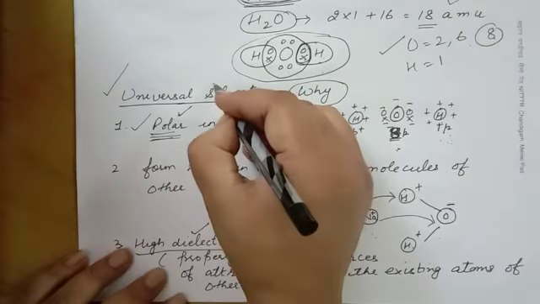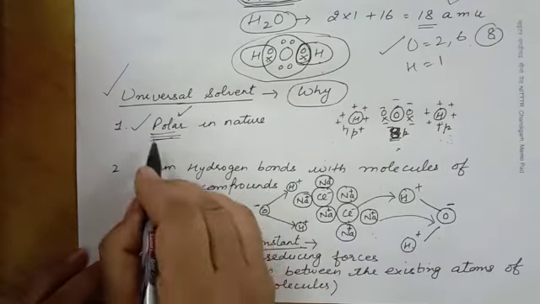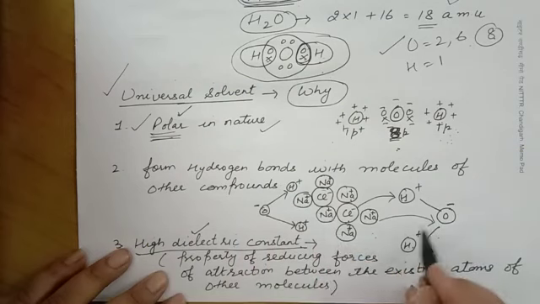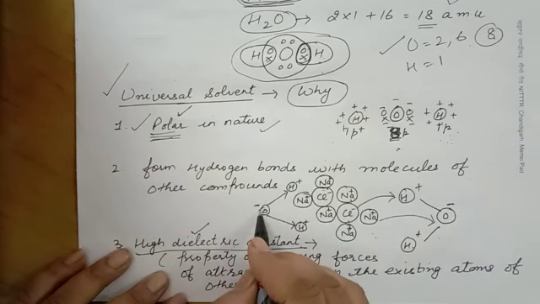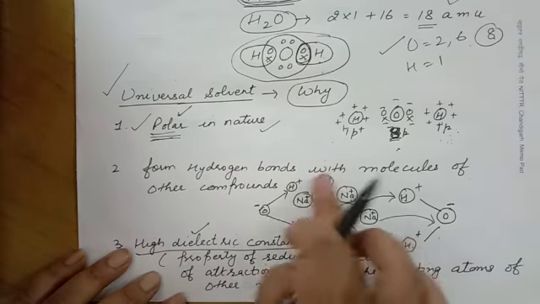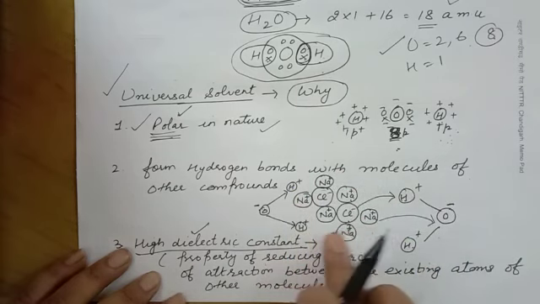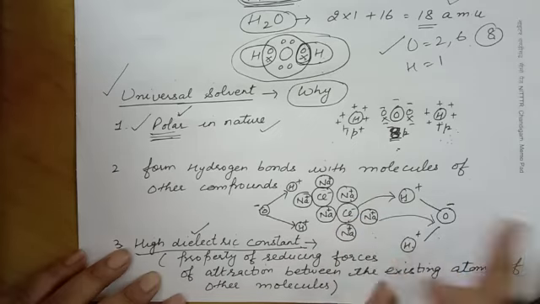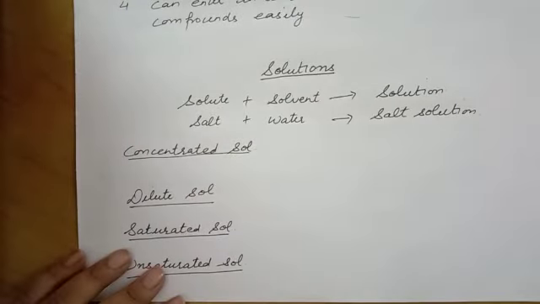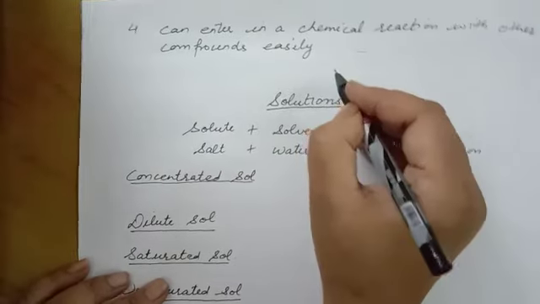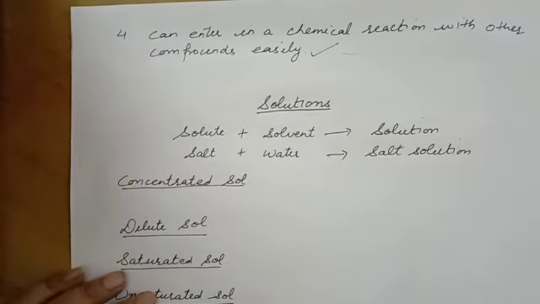So why is water a universal solvent? I think I am understood. First of all, it is polar in nature. It forms hydrogen bonds with the molecules of other compounds. And then high dielectric constant, it reduces the forces of attraction between the particles of the other compounds or other molecules. And the last point, it can enter into a chemical reaction with other compounds very easily. That is why water is a universal solvent.